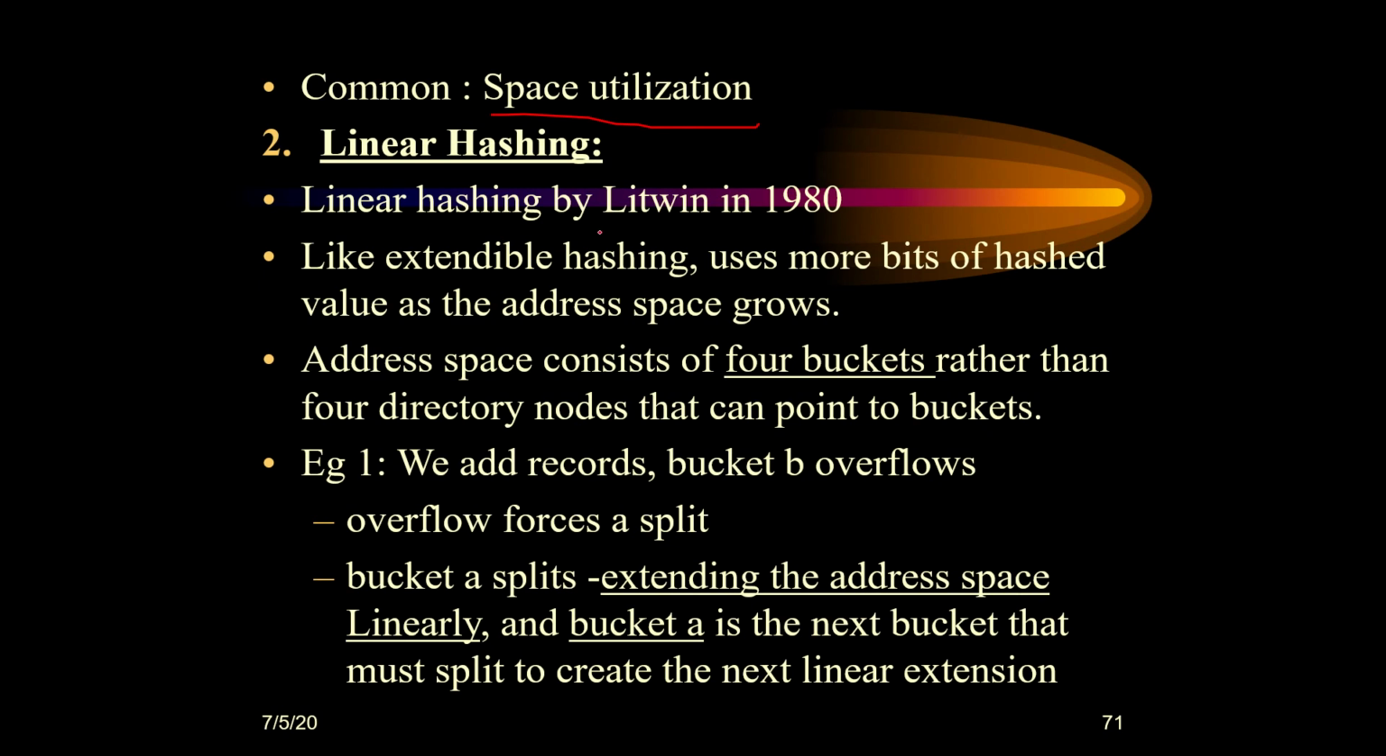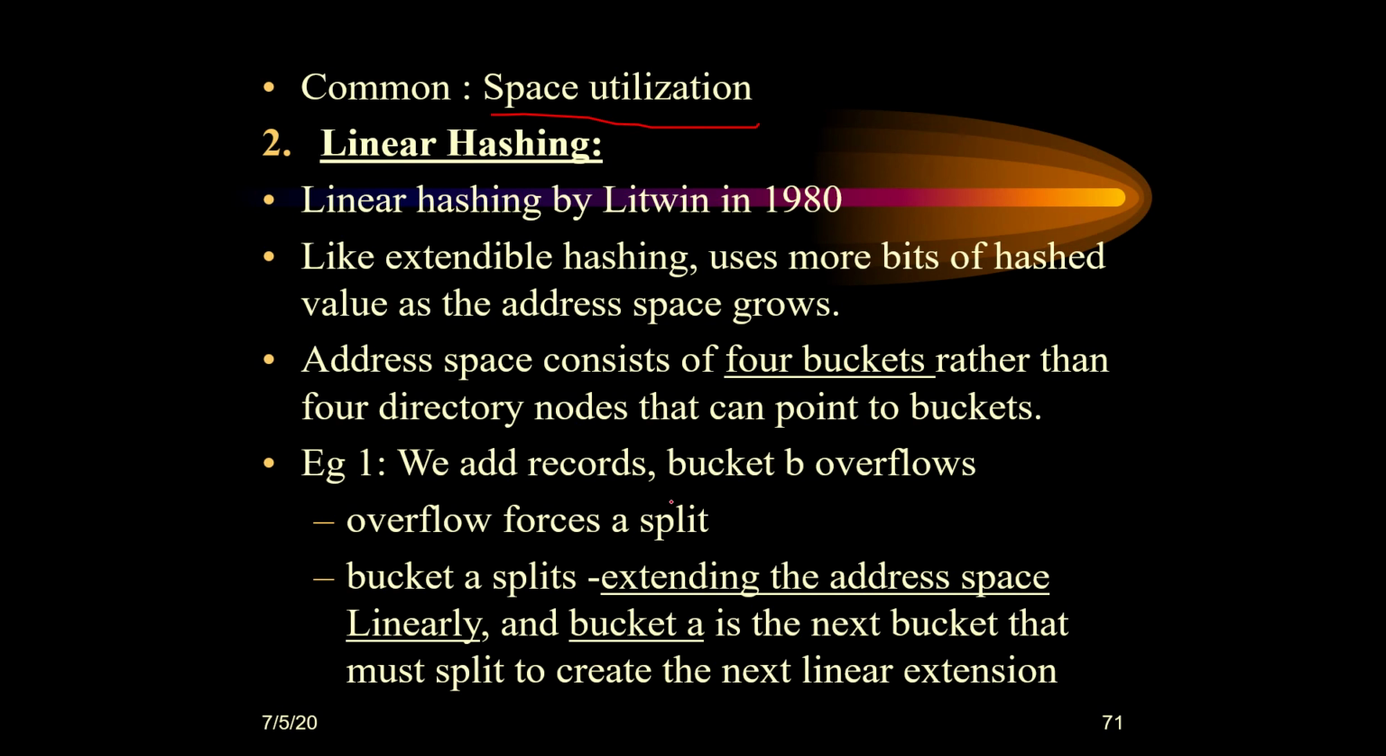Linear hashing was found by Litwin in 1980, and here we use more bits of the hashed values as the address space grows. So when the address space grows, we use more bits. We are going to understand linear hashing with the help of an example. We have 4 buckets, that is, instead of 4 directory nodes, we have 4 buckets.